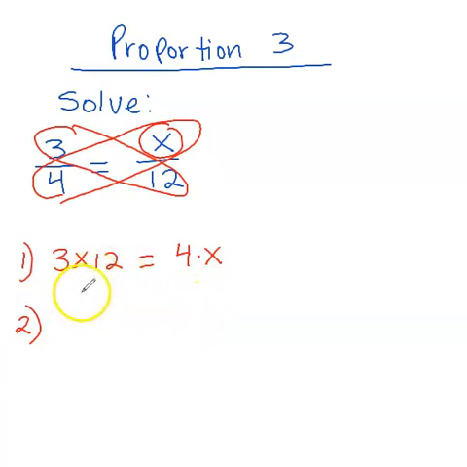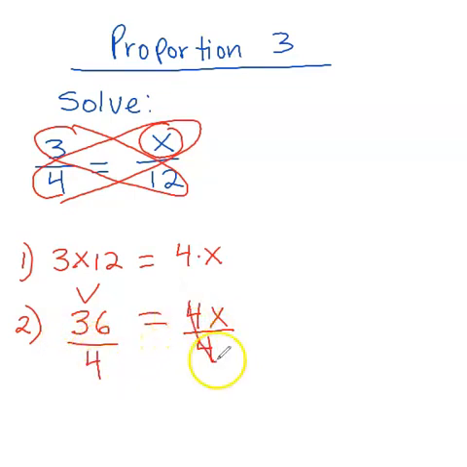For example, what is 3 times 12? 3 times 12 is 36, and it is equal to 4 times x, which is 4x. Now next, you solve it as an algebra problem. The opposite of multiplication, 4 times x, is division. So you're going to have to divide by 4 on both sides like this, so that you can find out what x really is. So 36 divided by 4 is 9.